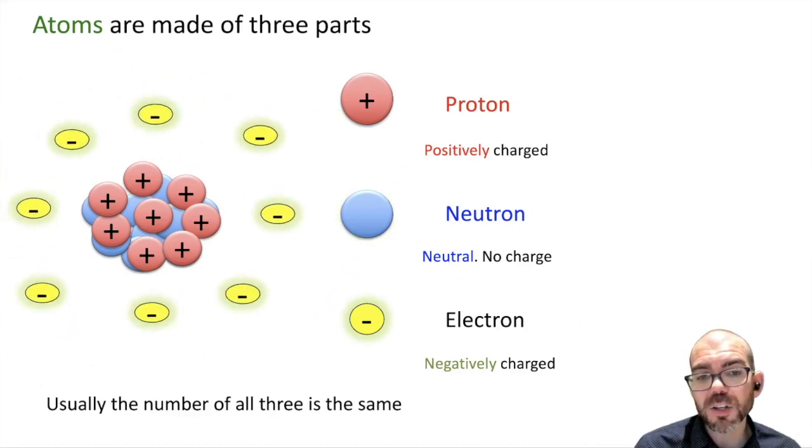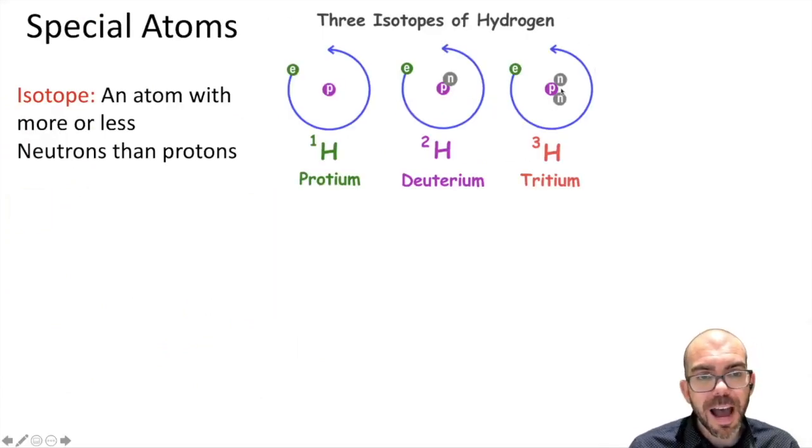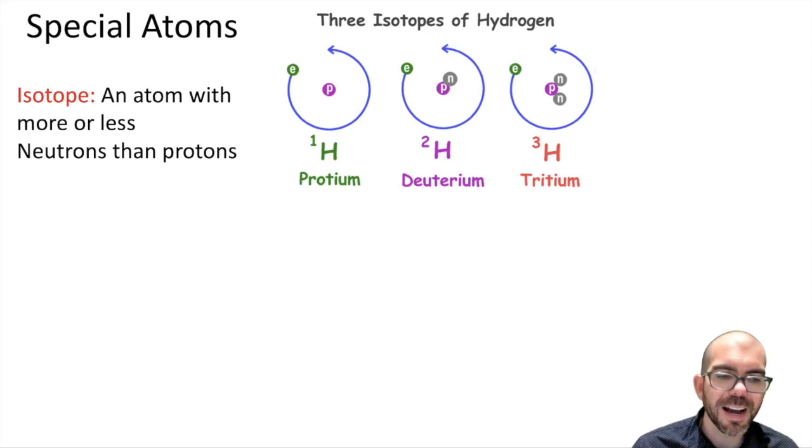However, there is variation in the number between them that causes atoms to have unique properties that we care about in biology. For instance, some atoms can have more neutrons than protons. You can see here a hydrogen with 1 proton, 1 neutron, 1 electron, but this one has 2 neutrons instead. We refer to these particles with more or less neutrons and protons as isotopes.